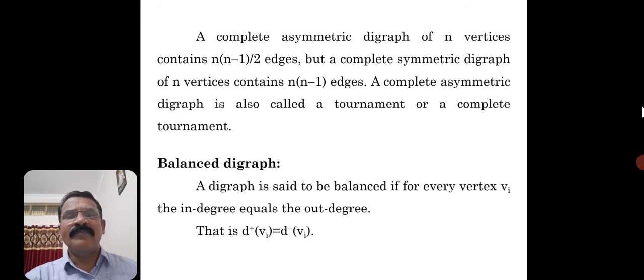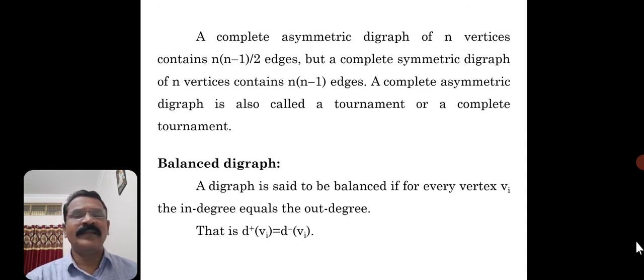A complete asymmetric digraph of n vertices contains n(n-1)/2 edges, that is nC2 edges, just as the number of edges in a complete graph with p vertices is pC2. But a complete symmetric digraph of n vertices contains n(n-1) edges. It implies 2 times that of the complete asymmetric digraph.